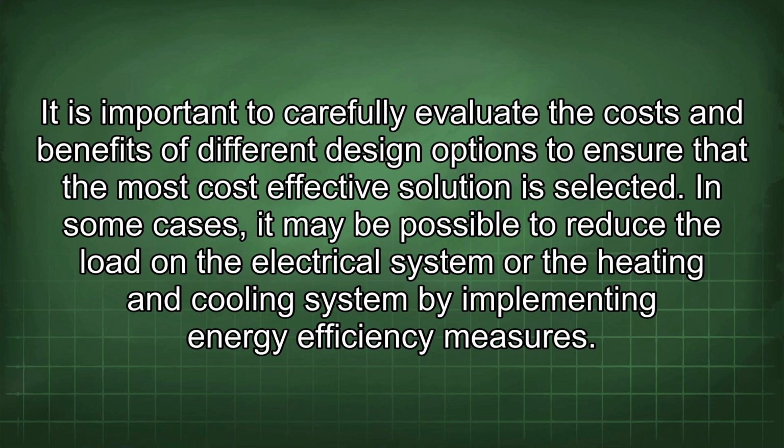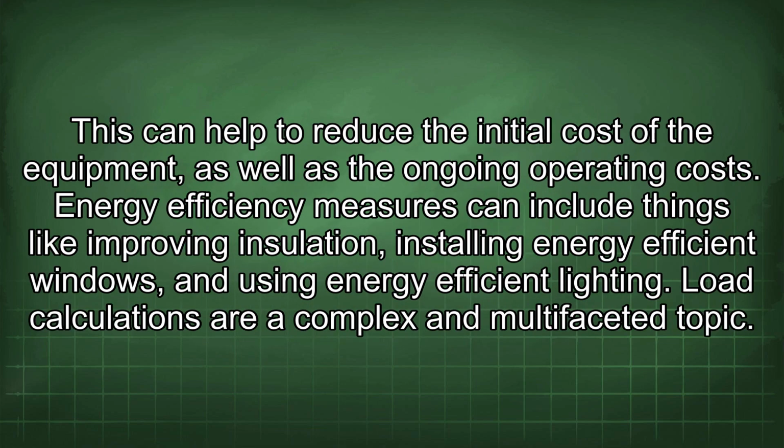In some cases, it may be possible to reduce the load on the electrical system or the heating and cooling system by implementing energy efficiency measures. This can help to reduce the initial cost of the equipment, as well as the ongoing operating costs. Energy efficiency measures can include things like improving insulation, installing energy-efficient windows, and using energy-efficient lighting.